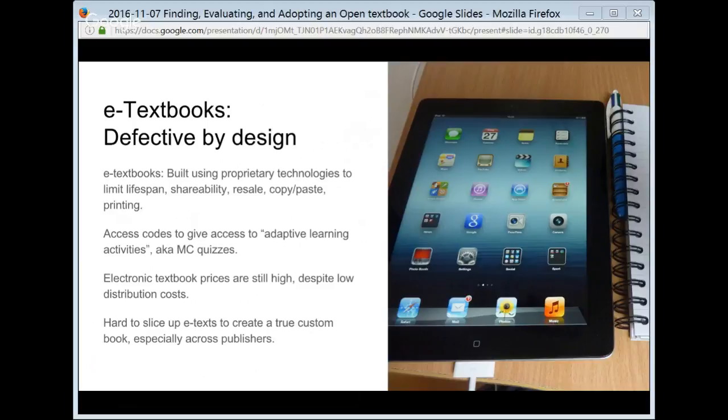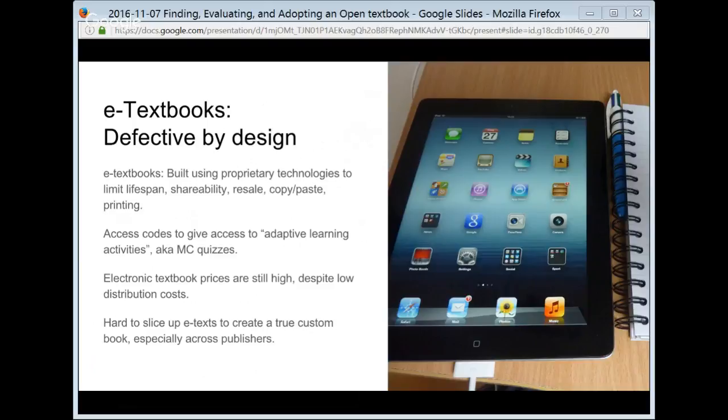So anyway, access codes. The textbooks are still very high in terms of the prices. You would think that a digital native format would be cheaper, but they still sell those textbooks for a pretty penny. And it's also hard to create e-textbooks that are customized.